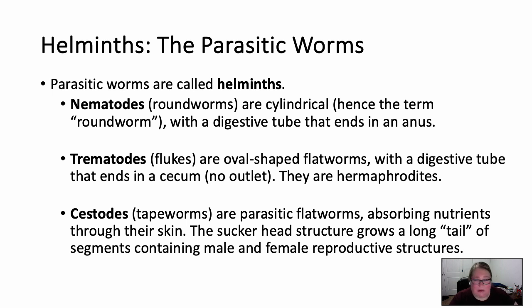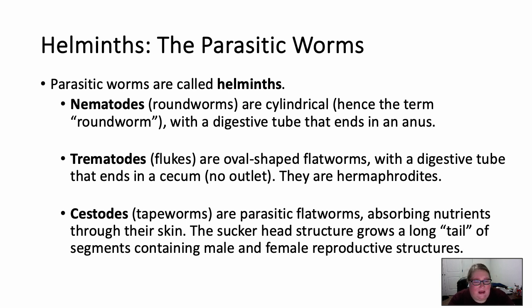Now, cestodes or tapeworms are a little bit different. They are always a parasitic flatworm. What they do is they absorb nutrients through their skin. And what's kind of gross and a little bit disturbing about tapeworms is that they have a weird head. It's what we call a sucker head. It's going to have teeth and suckers in order to attach itself to your intestinal walls or any of the organs that it comes in contact with along the way. This is how they cause a lot of damage, actually.